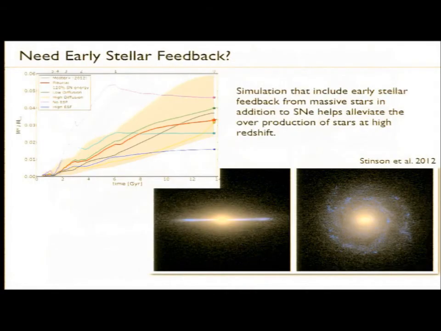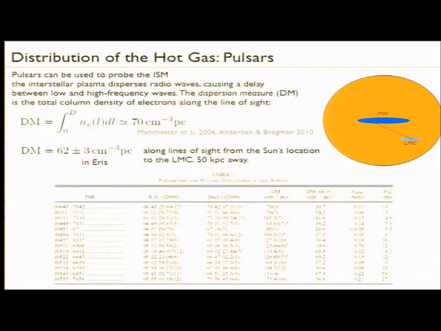So as I said, new simulations that have early stellar feedback, for example, are doing pretty well in matching the M star M halo relation at redshift 0, but also throughout cosmic time. And this is an example of one of those simulations by Stinson et al. So maybe this early stellar feedback can help alleviate this problem, solve the catastrophe.